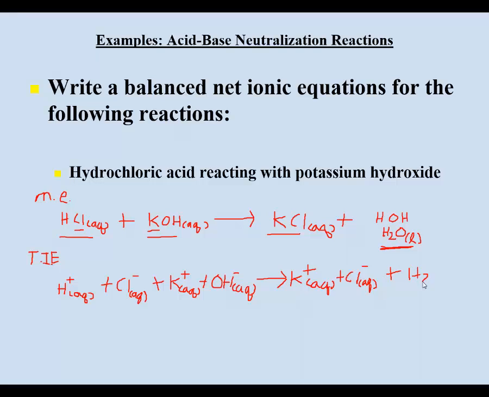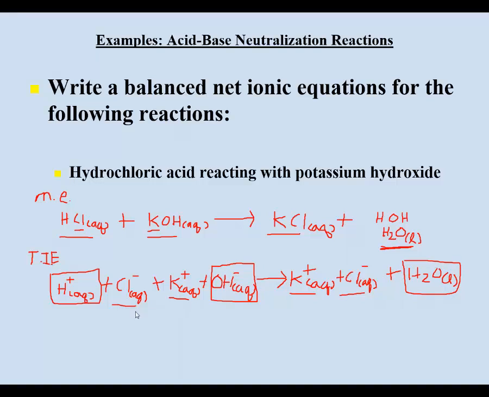So if I start looking at my total ionic equation for spectator ions, I want you to look at this. Which ions are not changing in this reaction? If we look here for unchanging ions, we're going to notice that the potassium ions are on both sides of the chemical equation, so they're spectators, and chloride ions are on both sides of the equation, they're spectators. So what I'm seeing is that the ions that are changing are my protons combining with my hydroxide ions to form my water molecules.